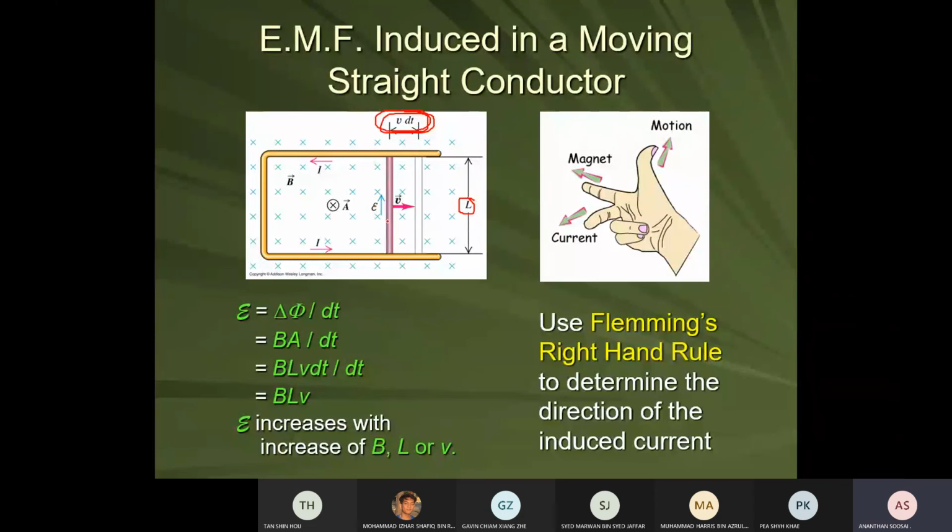I think the EMF is pointing upwards. Your current should be upwards. Okay, you just focus on this bar. So your force is to the right. Your magnetic field is into the page, dot. I think your current is going to point upwards. Current is the EMF direction, so upwards. Fleming's right-hand rule to be used. Okay, so for a conductor that cuts the magnetic field lines, the induced EMF is BLV.